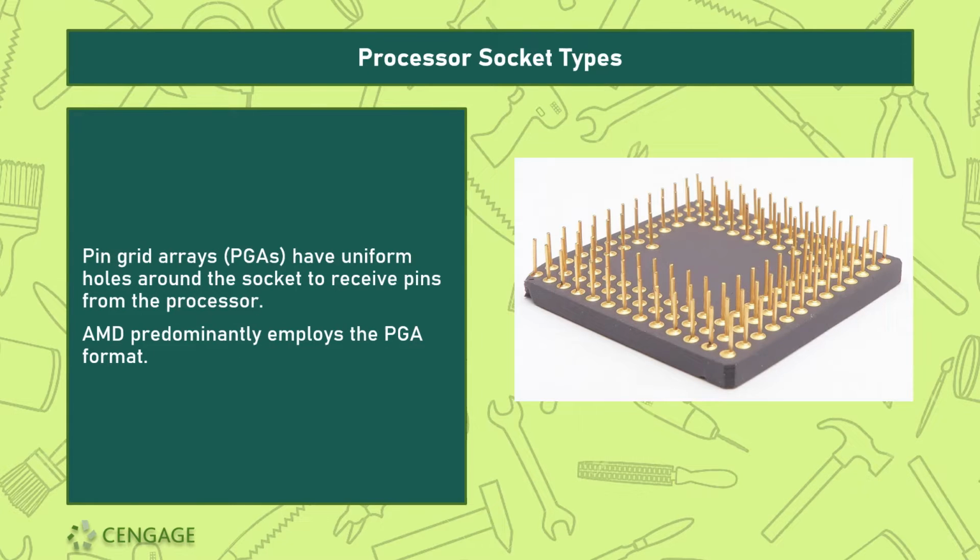Pin grid arrays, which is what AMD traditionally uses, have uniform holes around the socket to receive pins from the processor. So when we talk about something being LGA or PGA, we're talking about the chip. We're not talking about the receiver socket. Okay, so the PGA format has these long, thin metal pins that go into the socket and contact a transfer point at the bottom. So exactly the same method of touching, a land to a pad in the socket.